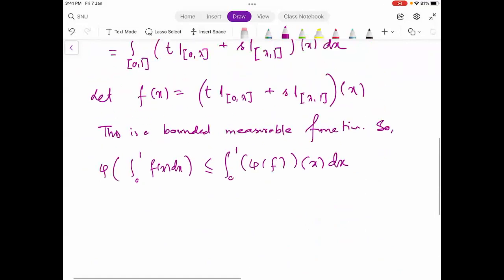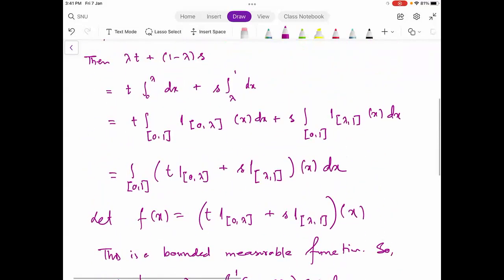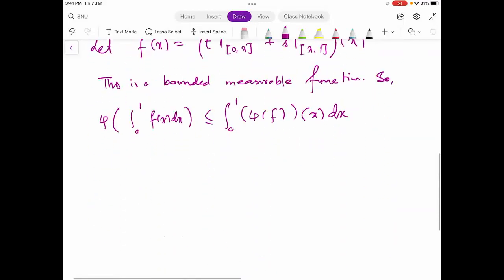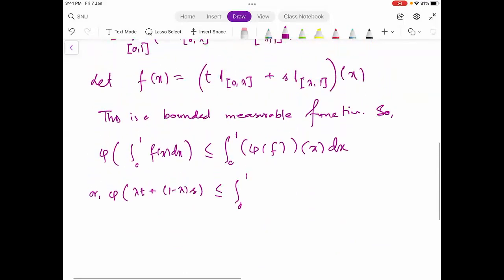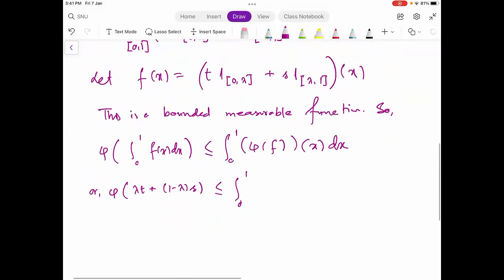Well, the integral of f(x) dx, we have seen, is lambda t plus 1 minus lambda s. That's what this calculation, which is now on the screen, shows. Lambda t plus 1 minus lambda s is just the integral of f. So this is phi of lambda t plus 1 minus lambda s, less than or equal to, let's see, what is phi of f?